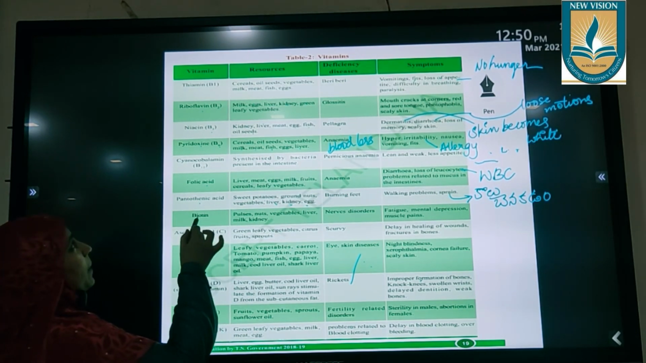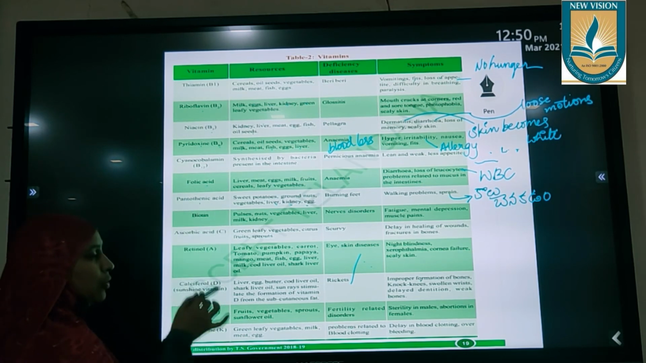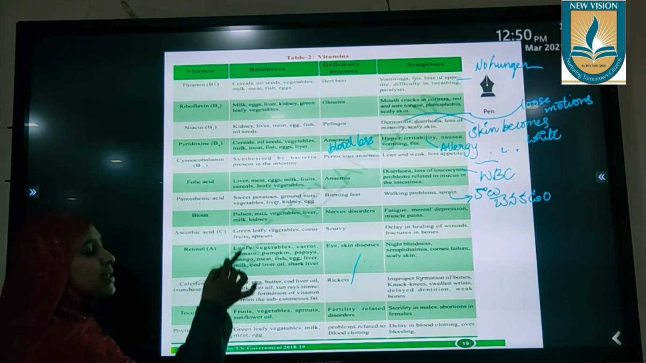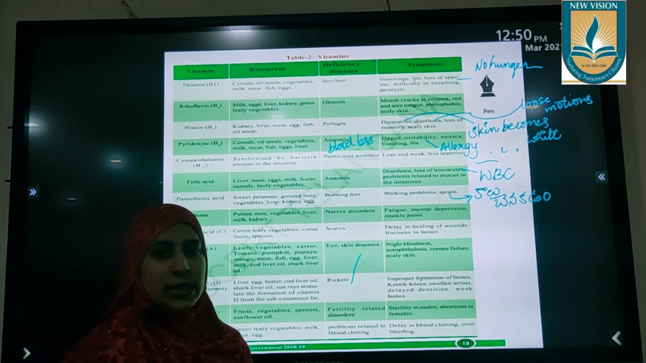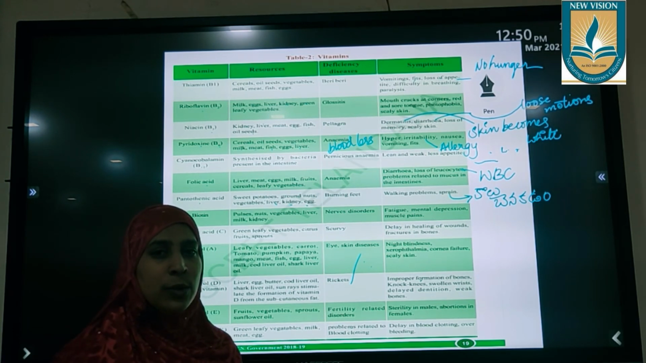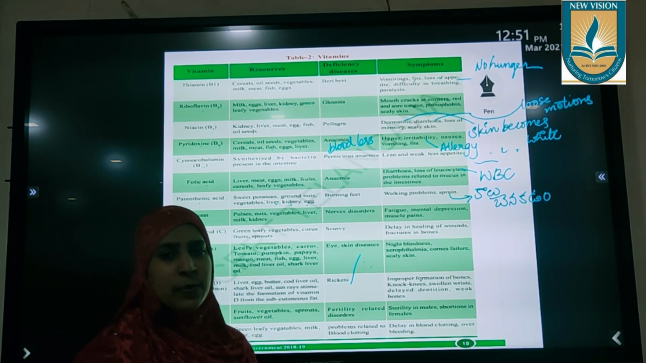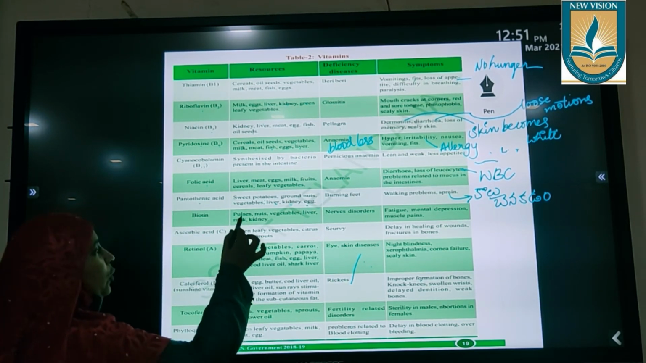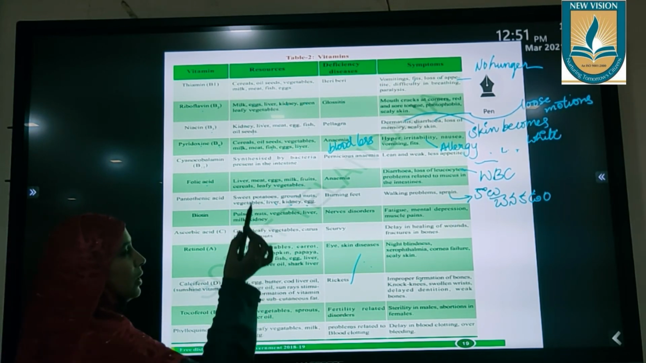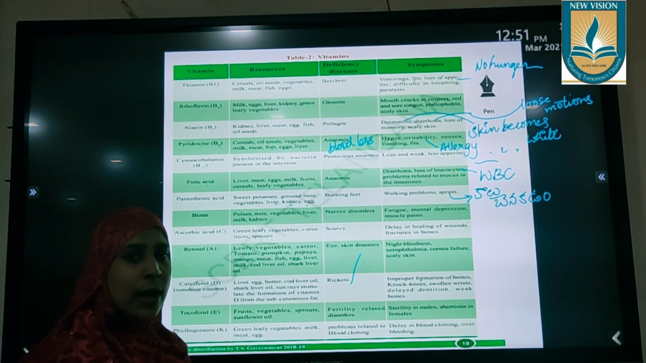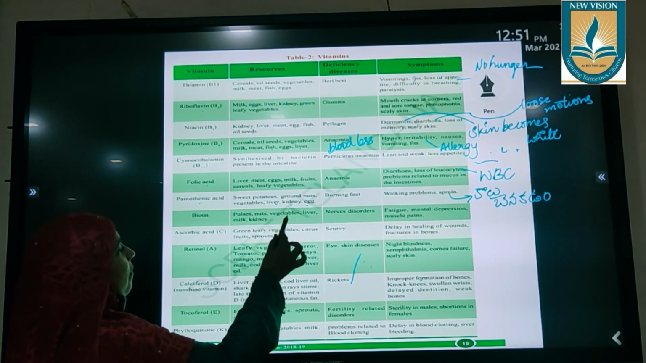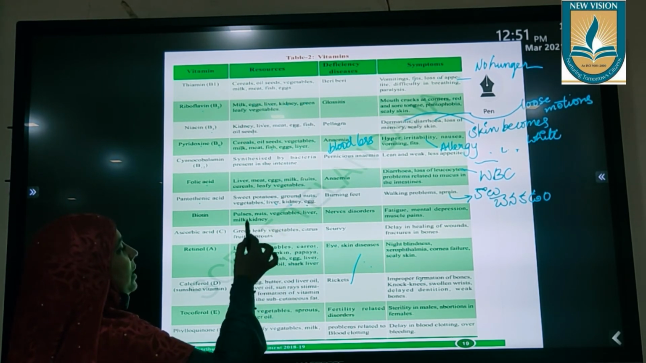Next, biotin. Biotin is a vitamin that is a part of B complex vitamins. It is present in pulses. Pulses means all types of dals: red gram, black gram, urad dal, chana dal. All different types of dals are included in pulses. Nuts or groundnut, cashew nut, almonds. All these nuts, vegetables, liver, milk, kidney.